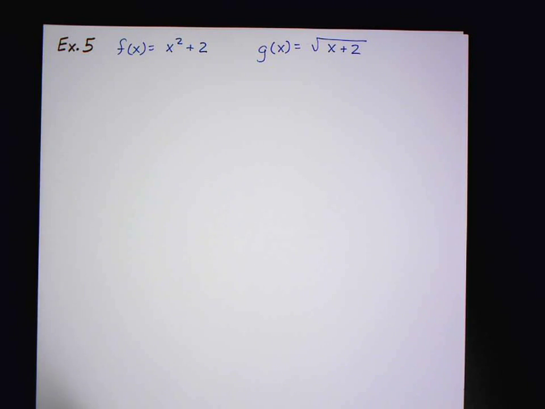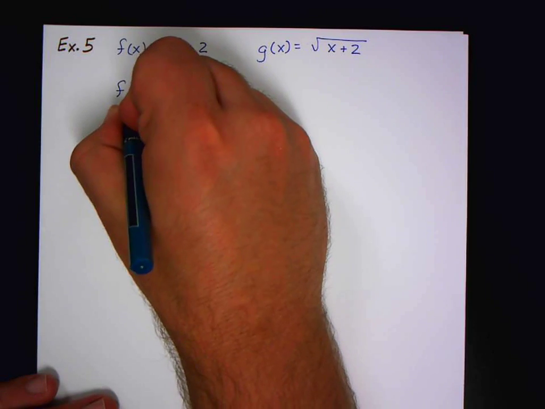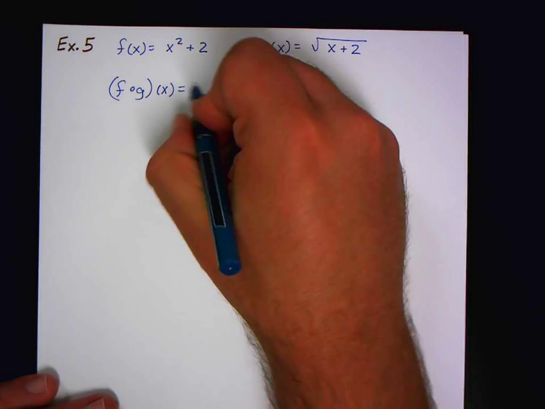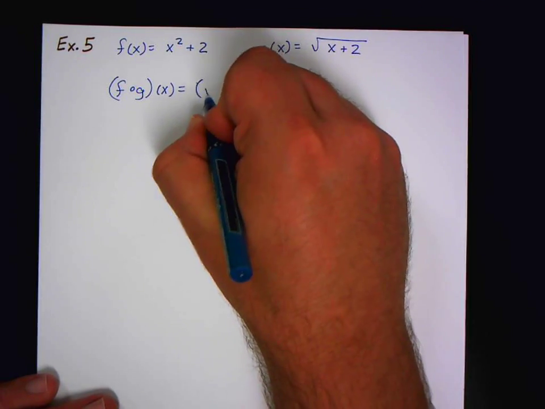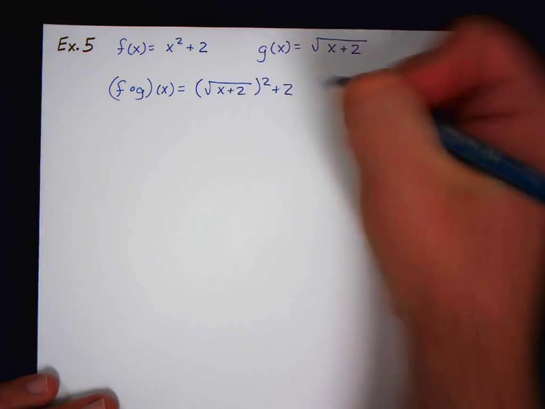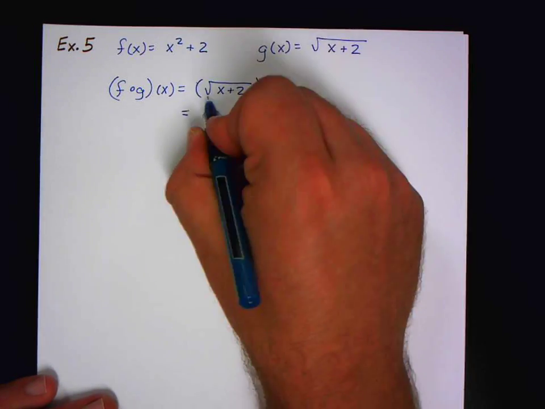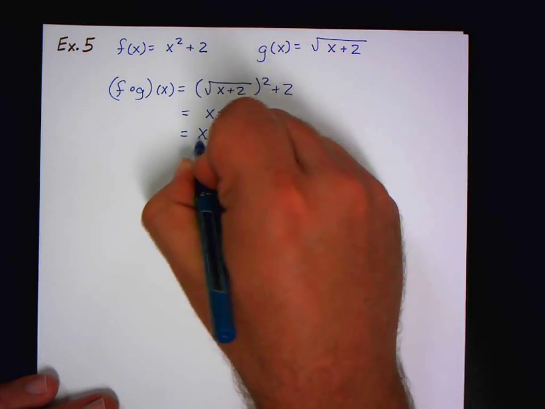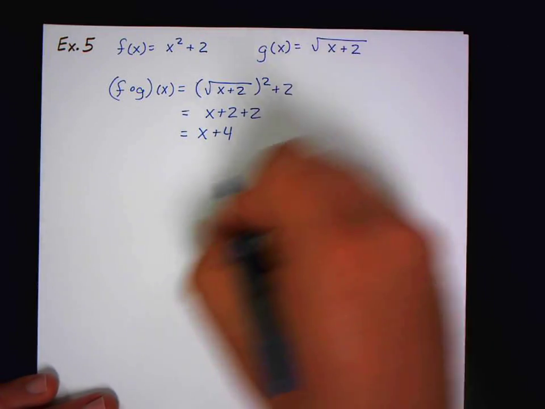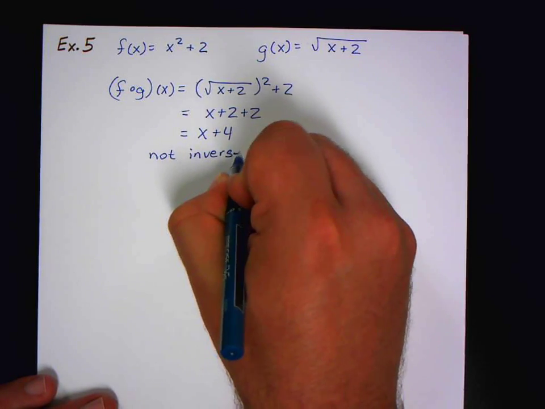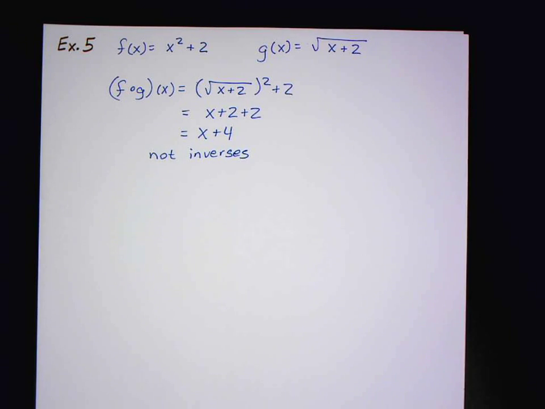So if I try doing those two, I would have that. Whenever I square it, the square root would cancel out. But then I get x plus 4, so that means that these are not inverses. So anytime you would compose them and get anything besides x, they're not inverses.